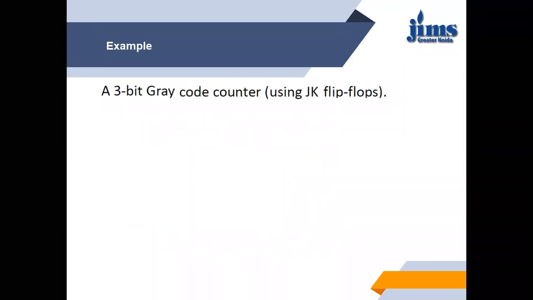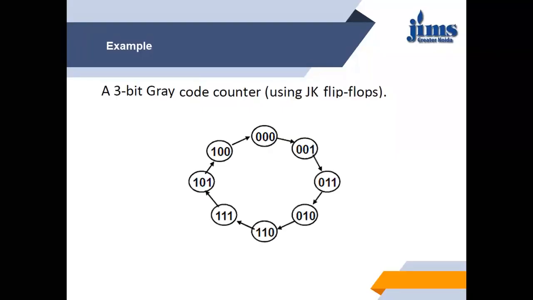Again, take another example. Suppose we have to design a 3-bit gray code counter using JK flip-flop. In gray code only a single digit changes when we move from one state to another. So first, you have to draw the state diagram. We'll start with 0 0 0 as 0, then 0 0 1, 0 1 1, 0 1 0, 1 1 0, 1 1 1, 1 0 1, and 1 0 0, and after 1 0 0 it is equal to 0 0 0.